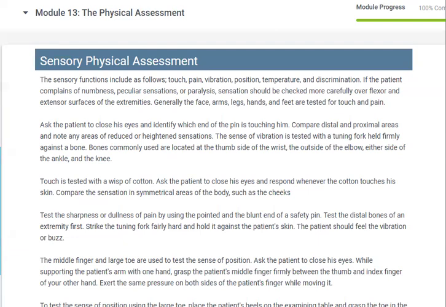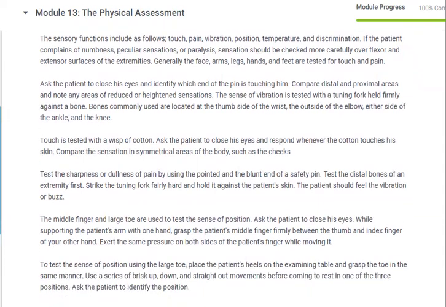Ask the patient to close his eyes and identify which end of the pin is touching him. Compare distal and proximal areas and note any areas of reduced or heightened sensations. The sense of vibration is tested with a tuning fork held firmly against a bone. Bones commonly used are located at the thumb side of the wrist, the outside of the elbow, either side of the ankle, and the knee.